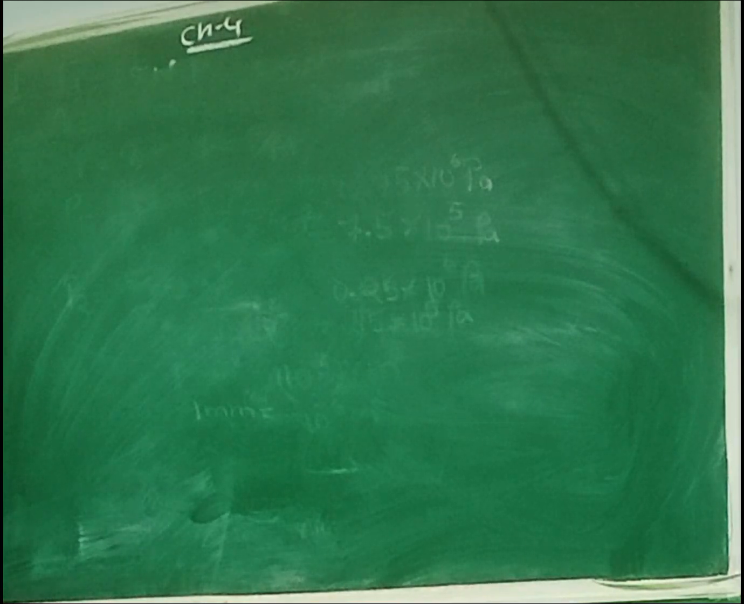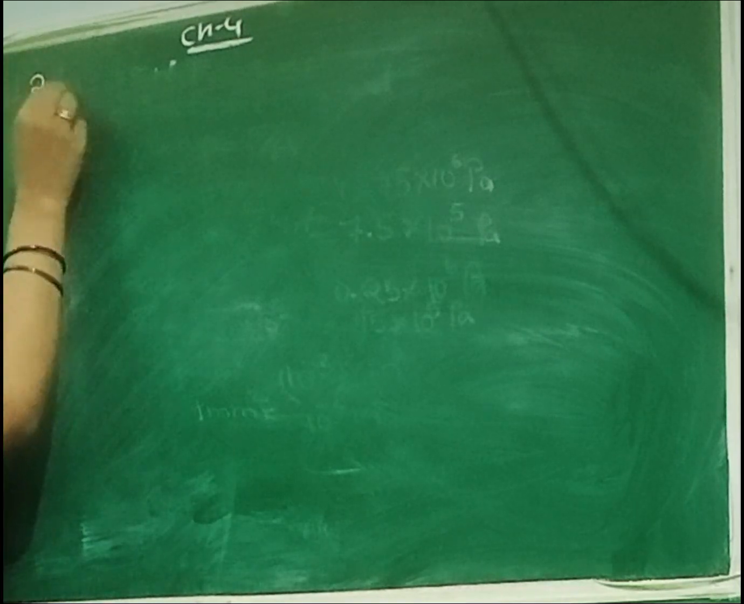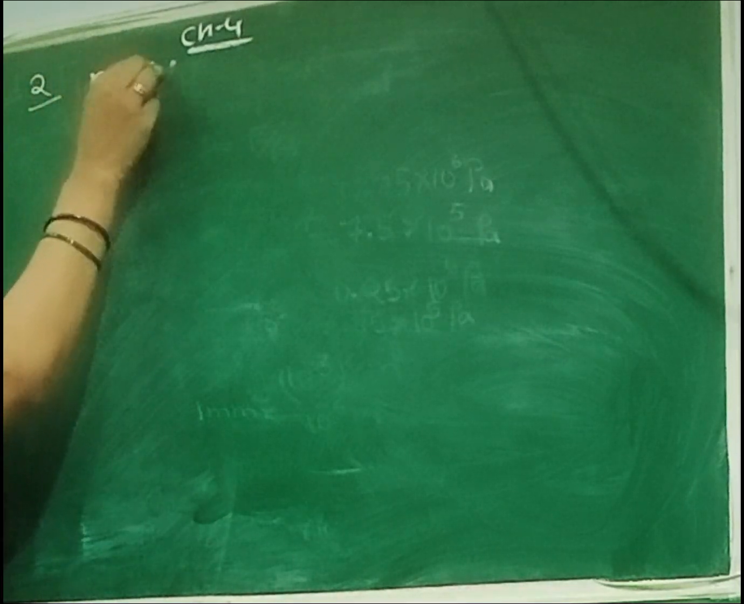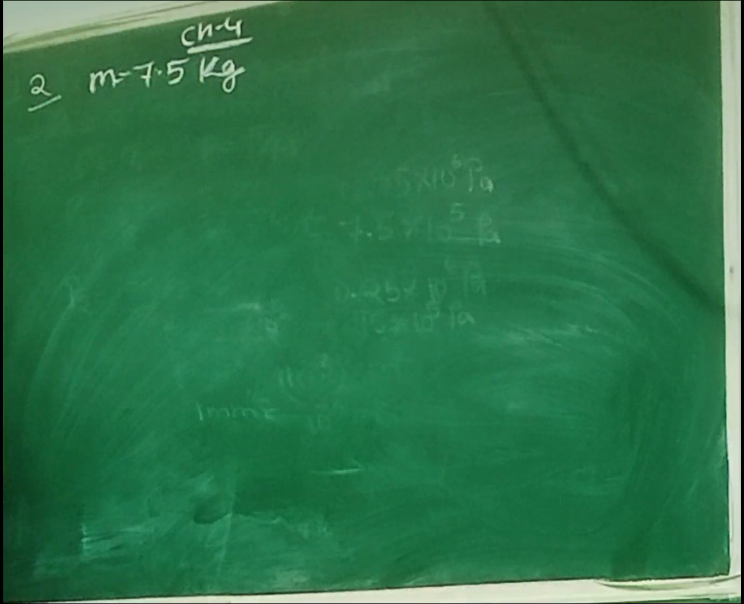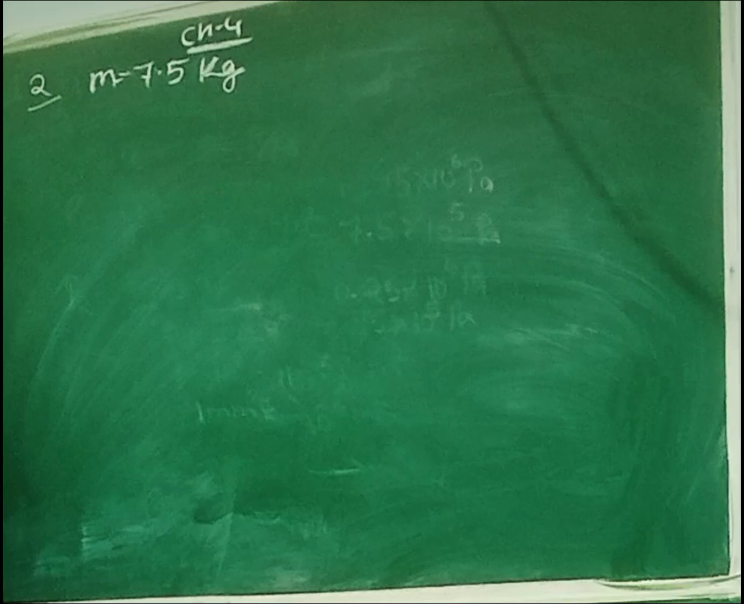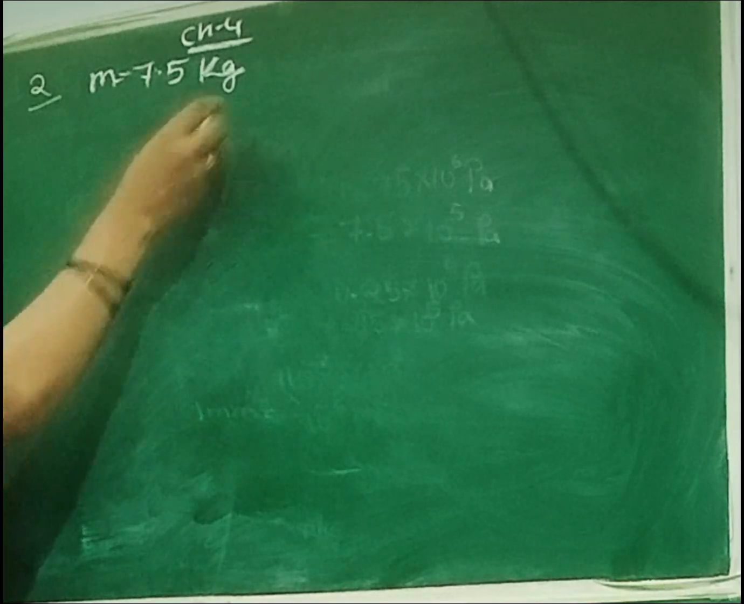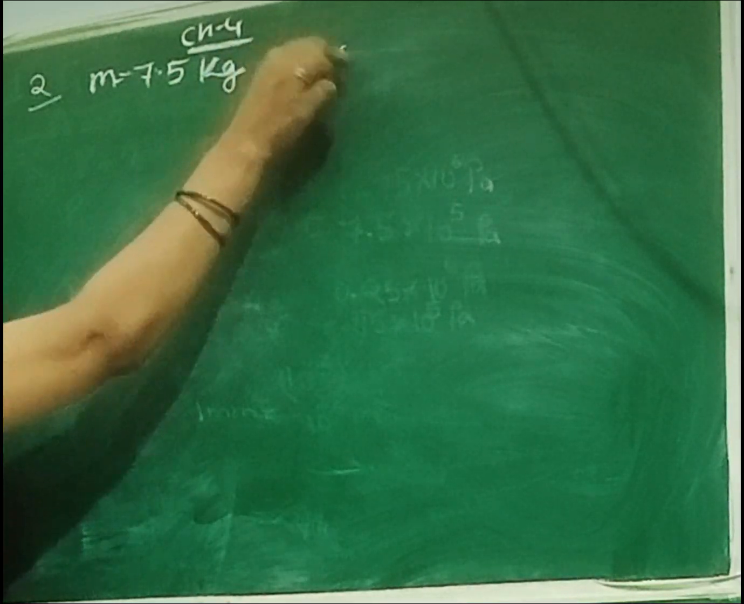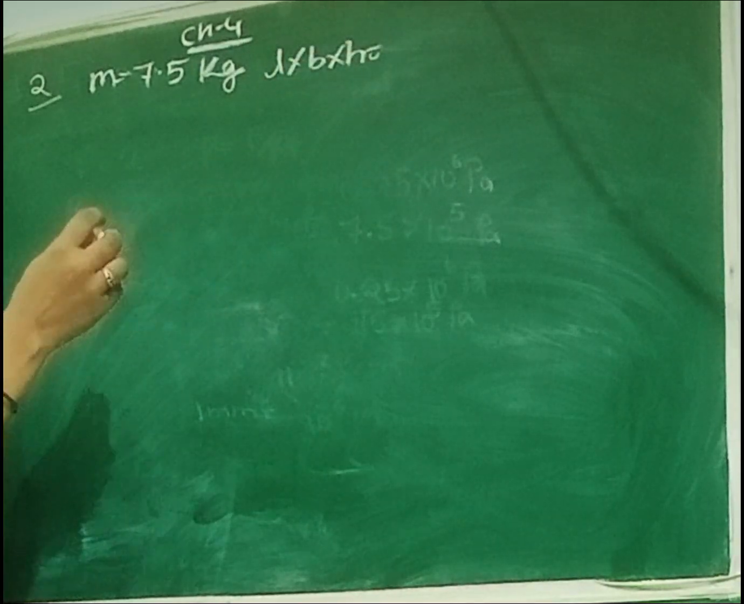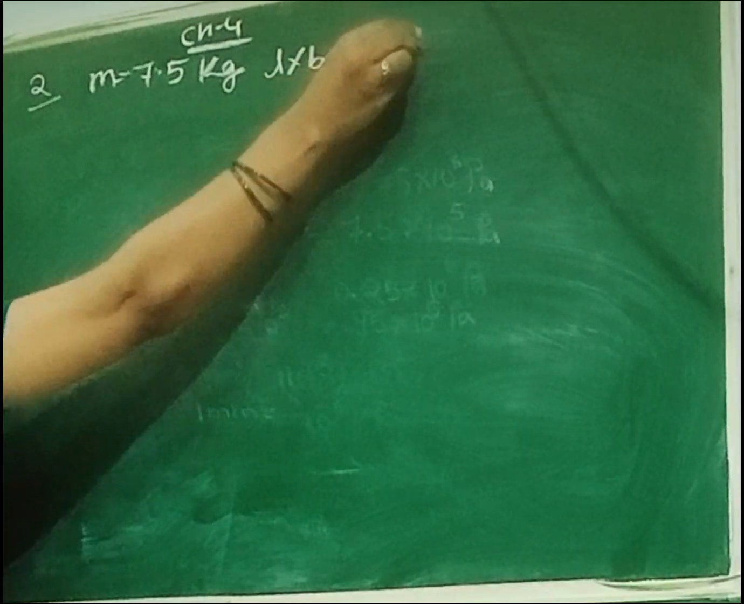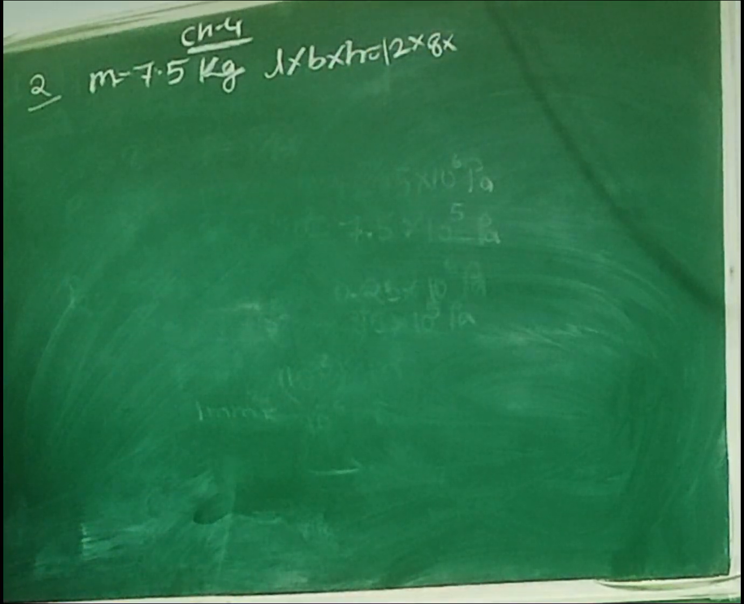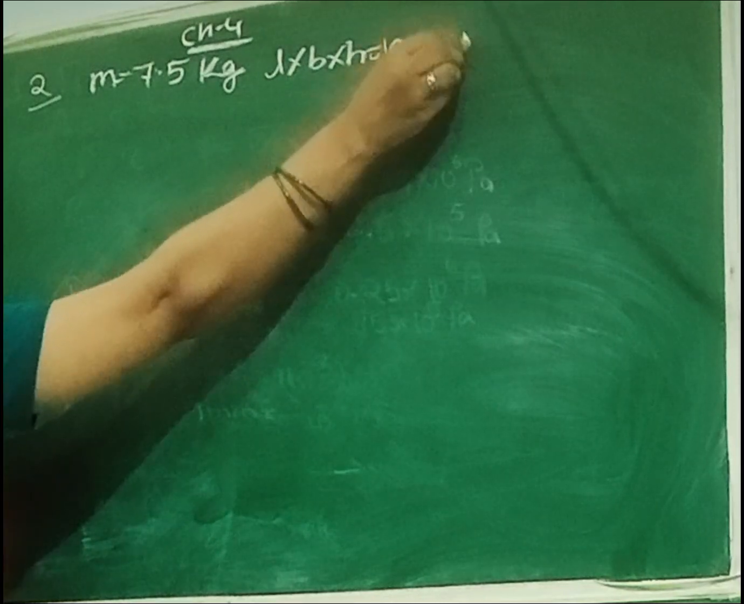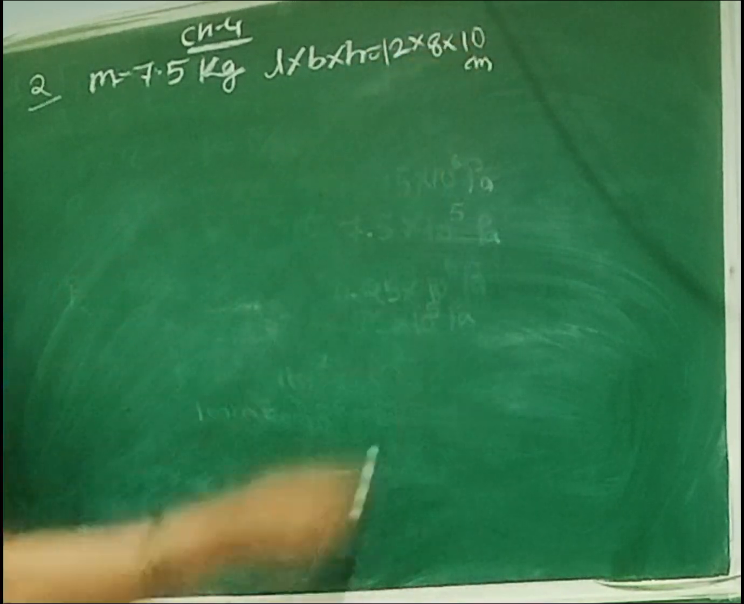So question number 2 is given here, a block of iron of mass 7.5 kg. So mass is given to you, 7.5 kg, and dimensions 12 centimeter into 8 centimeter into 10 centimeter. So L into B into H is equal to 12 centimeter into 8 centimeter into 10 centimeter. Okay, here I am writing centimeter.